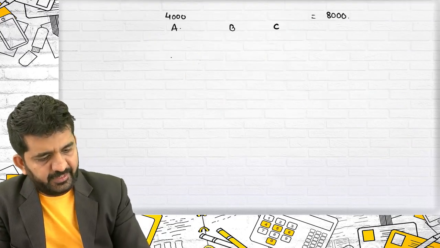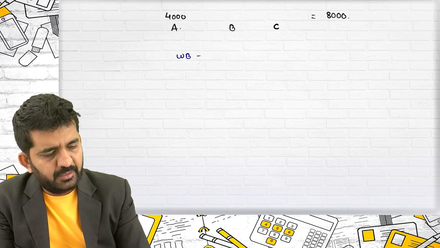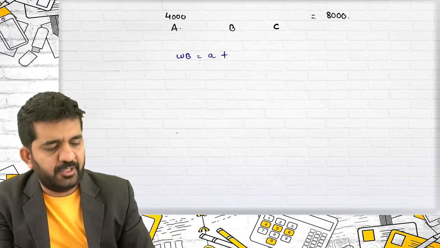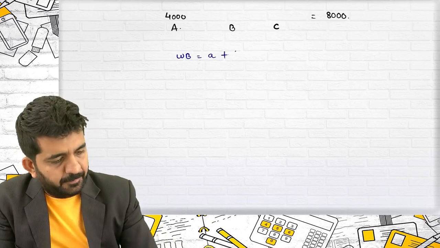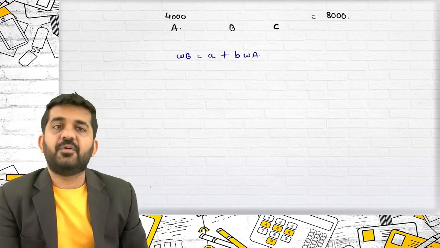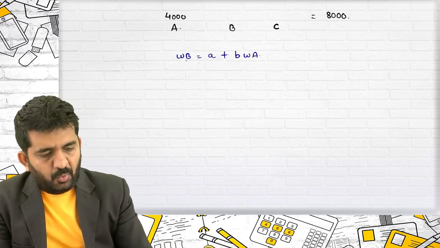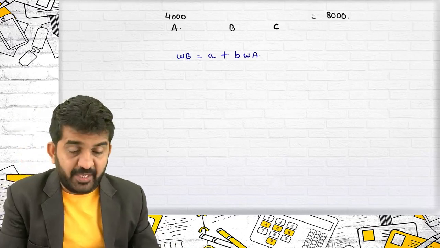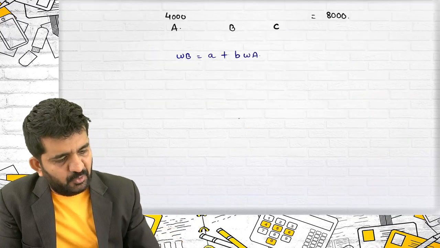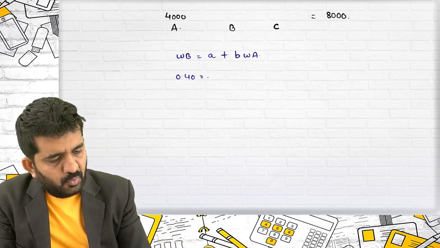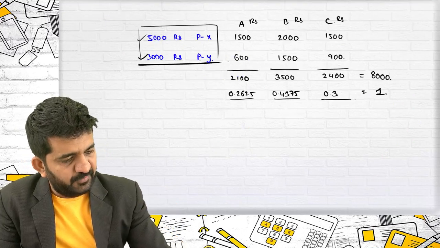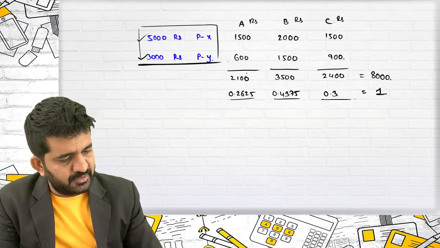Let me draft a line. Weight of B is equal to origin, let me denote origin as A, plus B is my scale, into weight of A. What is the weight of B in the first line, portfolio X? Weight of B is 0.40. Origin I want to find out, scale I want to find out, and weight of A is 0.3.